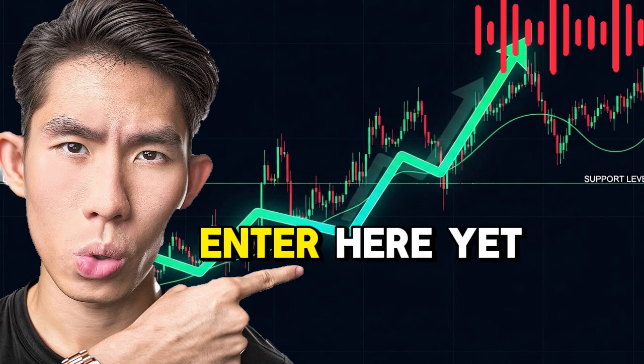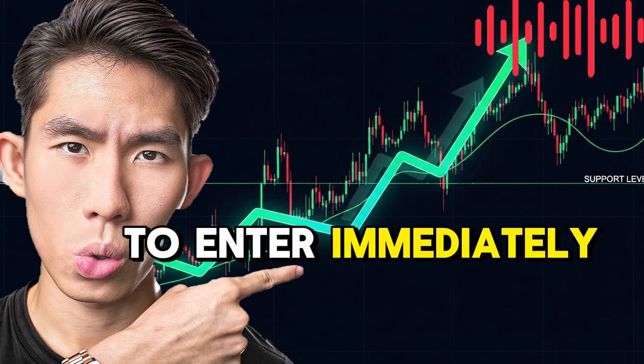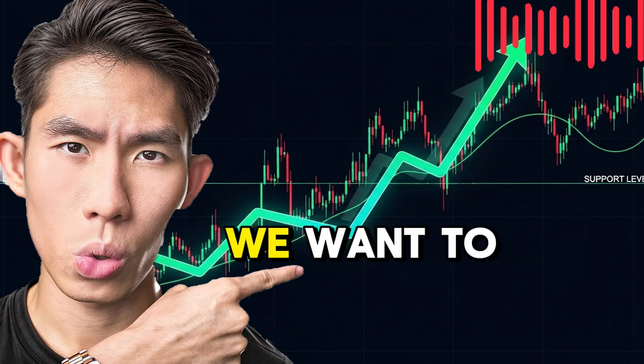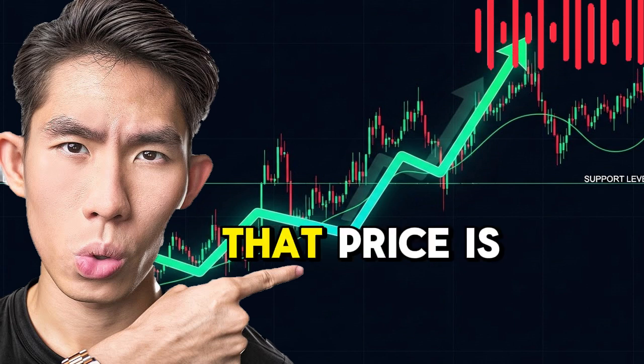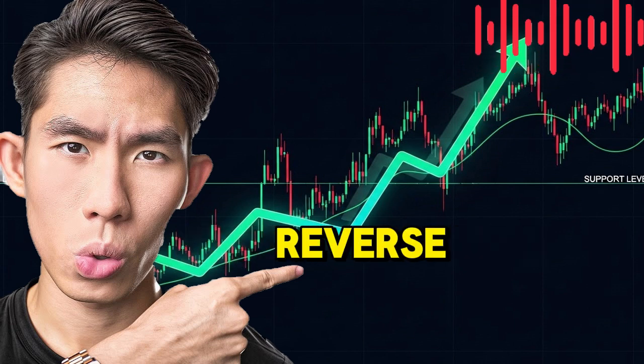But we do not want to enter here yet. We don't want to enter immediately when we see an evening star. We want to wait for multiple confluences, right? We need other confirmation that tells us that price is really going to reverse and hit back down.